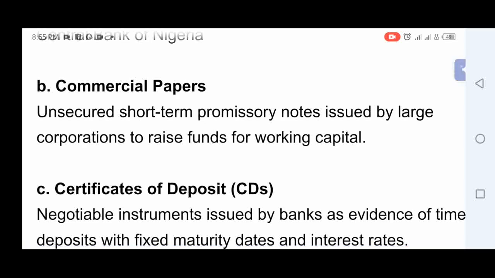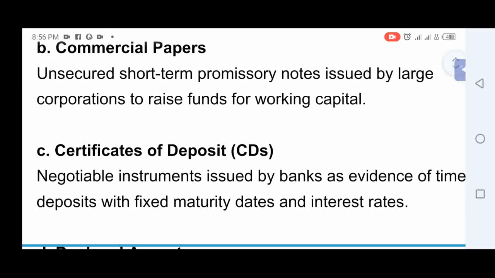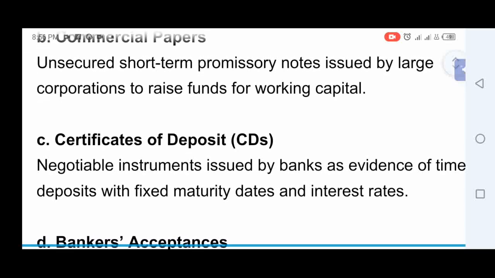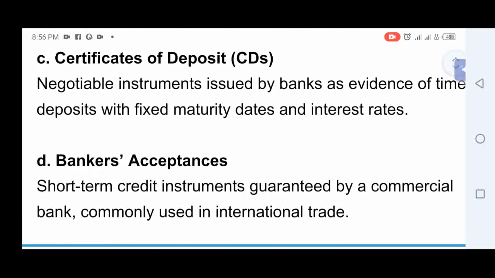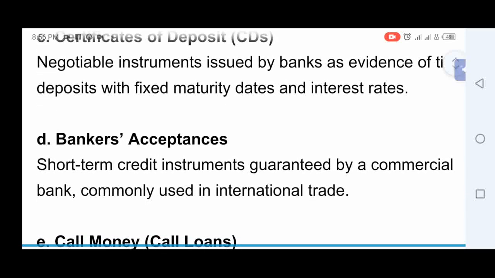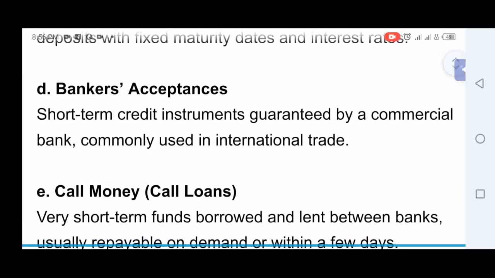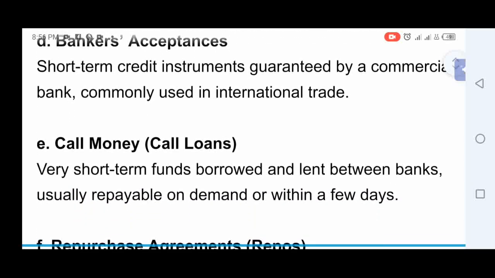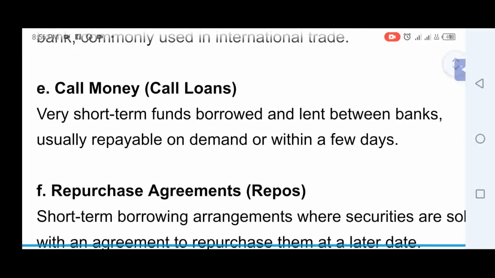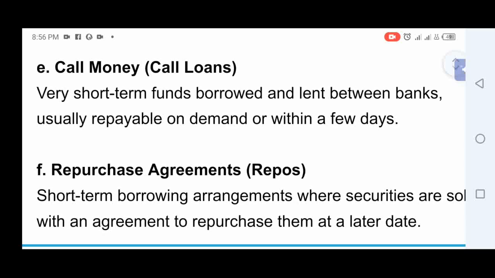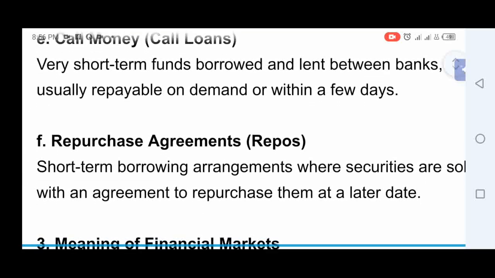These are negotiable instruments issued by banks as evidence of time deposits with fixed maturity dates and interest rates. D. Banker's acceptances, short-term credit instruments guaranteed by a commercial bank, commonly used in international trade. E. Call money, call loans, very short-term funds borrowed and lent between banks, usually repayable on demand or within a few days. F. Repurchase agreements, repos, short-term borrowing agreements where securities are sold with an agreement to repurchase them at a later date.